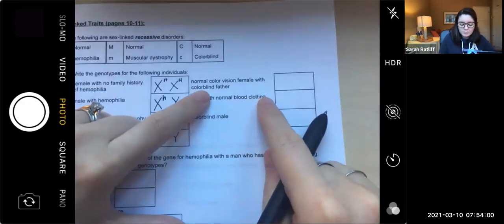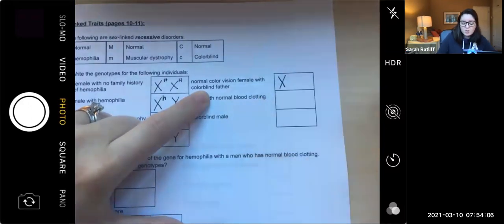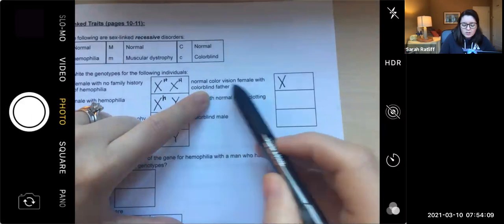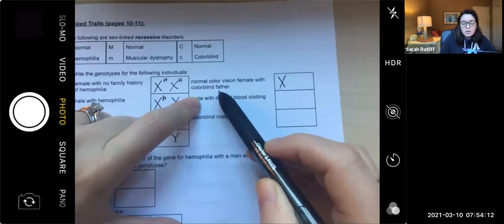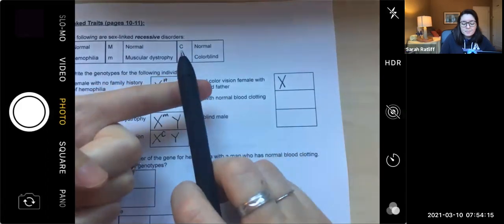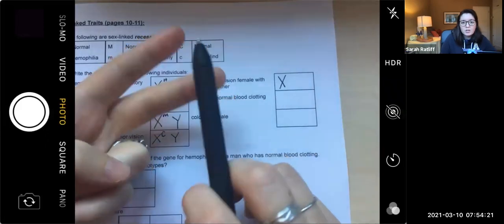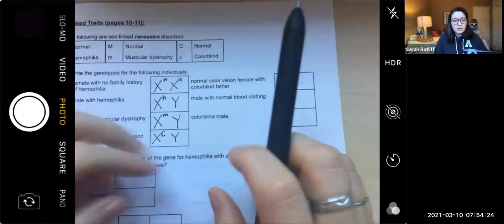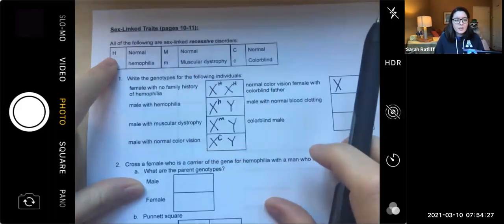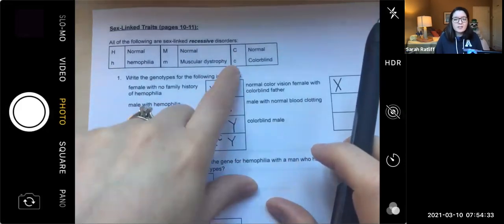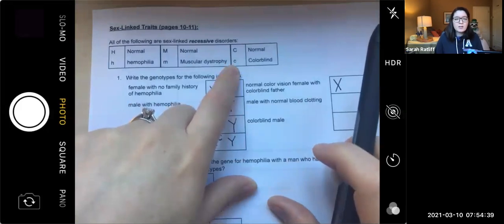All right, moving over to the other side here, a normal color vision female with a color-blind father. So we need to draw our first X because she's going to have 2 of those. If she has normal color vision with a colorblind father, that means she gets a normal allele from mom and a recessive allele from dad. So she has one of each. She's going to be heterozygous. So let's look over here. She's going to be one big C from mom, the normal gene, and the little c from dad because he is colorblind. Everybody gets one allele from each parent.